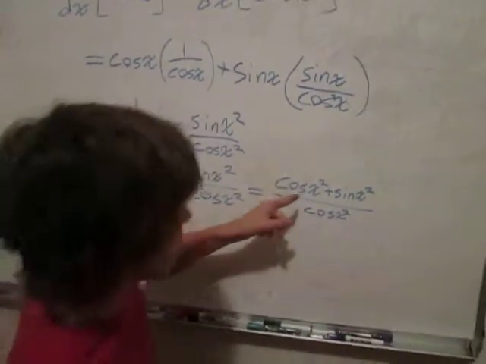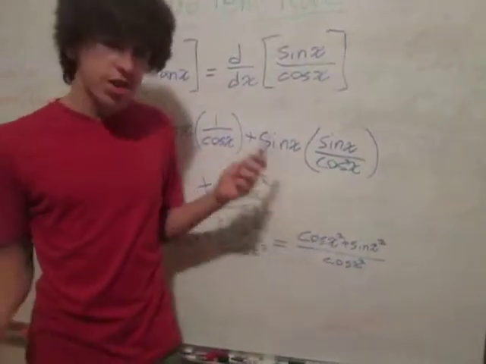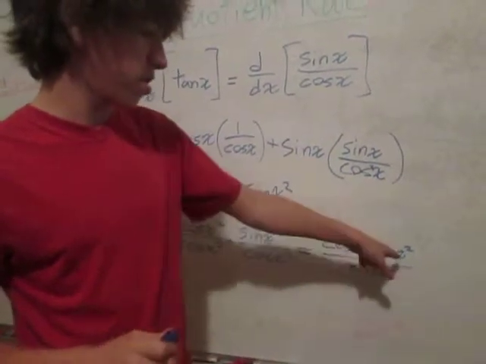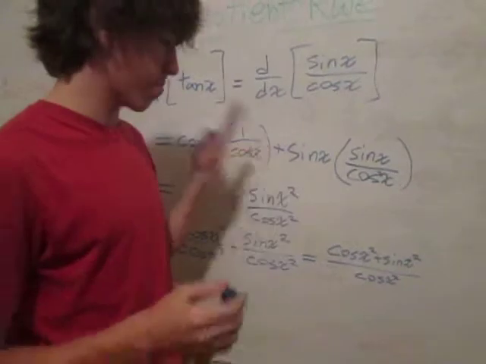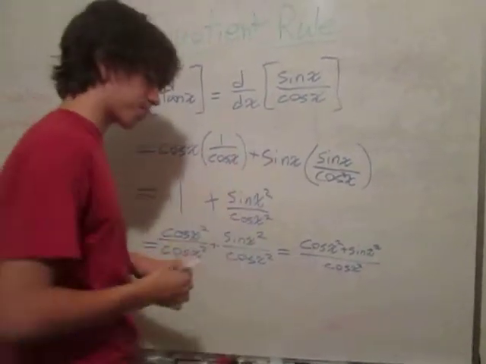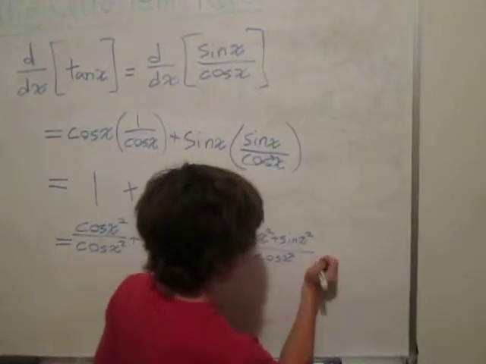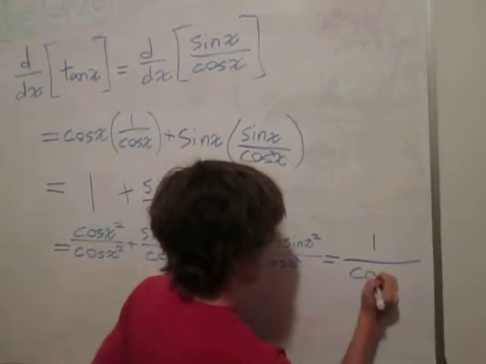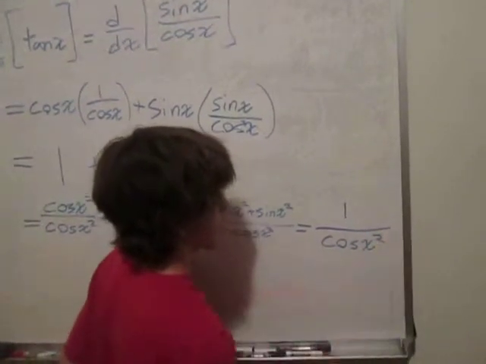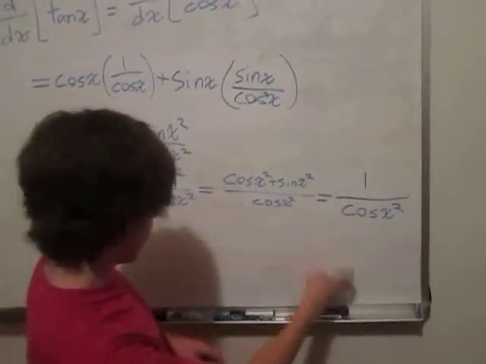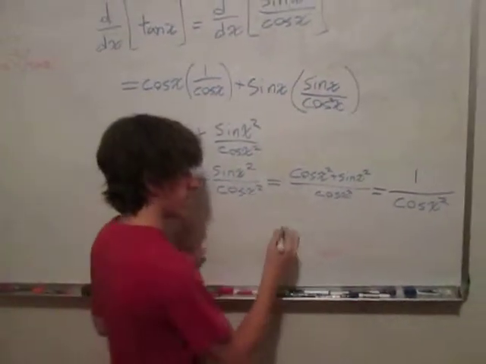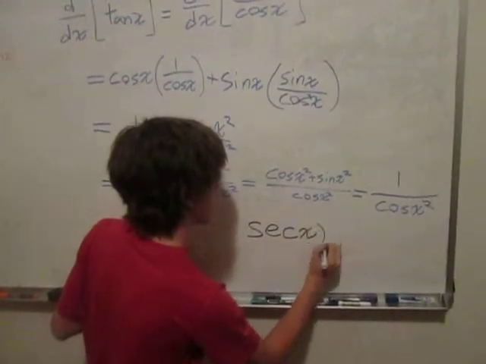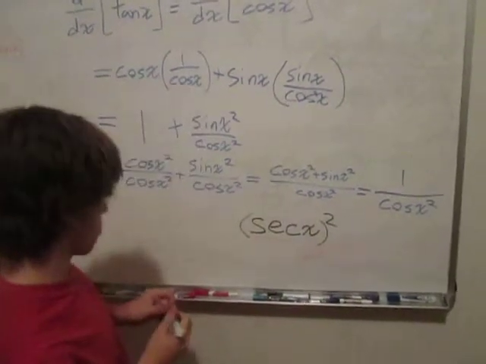Now, what is cosine of x squared plus sine of x squared? Well, we just need to think about trigonometric identities. Cosine of x squared plus sine of x squared is 1, just by the Pythagorean theorem in a unit circle. Alright, so that gives us 1 over the cosine of x squared, and we know this to be the secant of x squared, and that is our answer.